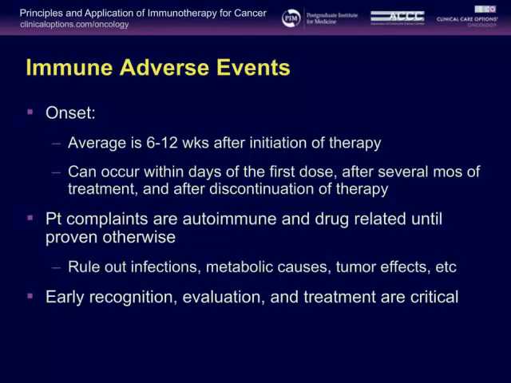Patient complaints are autoimmune and drug-related until proven otherwise. As I just said, you've got to think of it. If you think of it at all, hold the drug, start the steroids, see if they get better. You do also want to be thinking about infection, metabolic causes, tumor effect, all of those as well. But think about it, evaluate it, and treat.